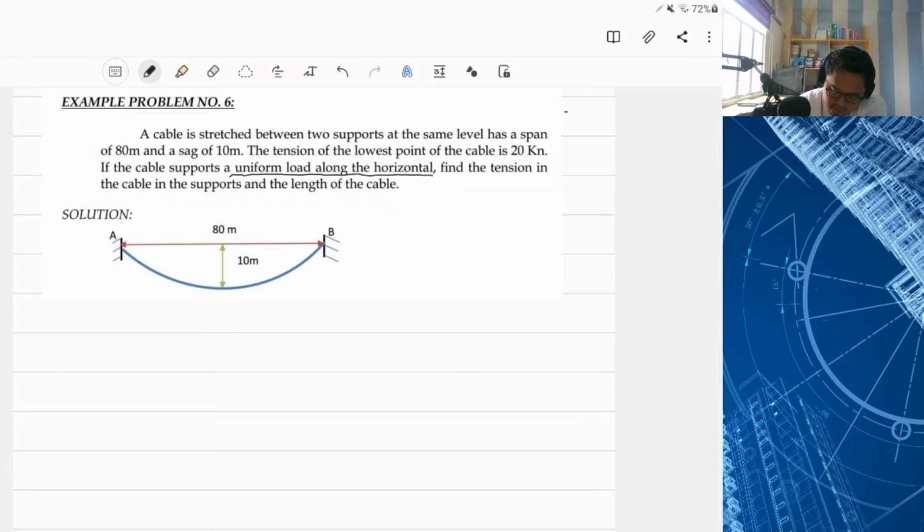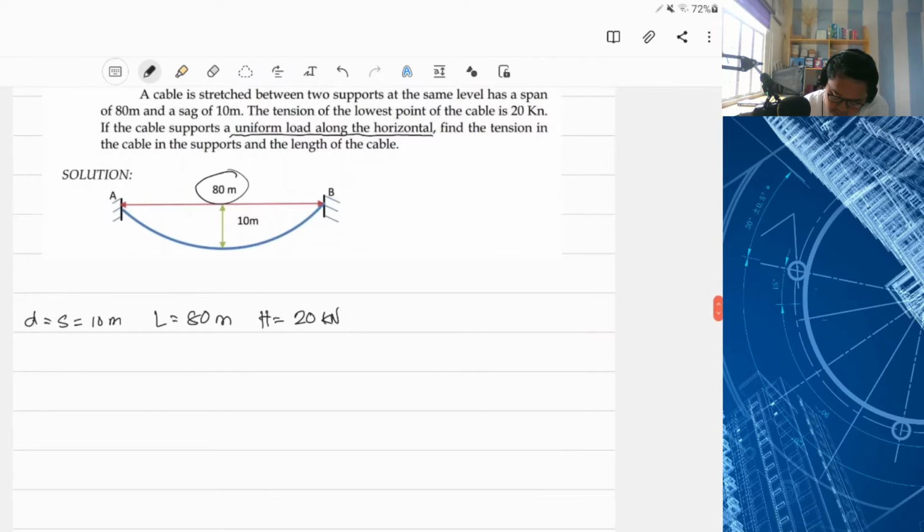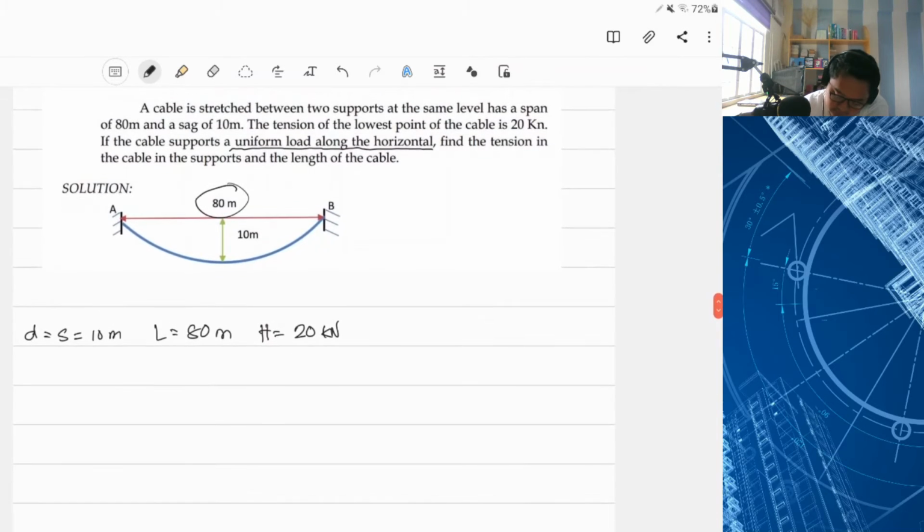Okay, so let's solve this. What are the givens? Sag equals 10 meters, also called D. What else? The span of the cable is 80 meters, so L is 80 meters. And the tension at the bottom or the lowest point of the cable, the horizontal tension H, is equal to 20 kilonewton. Okay? So that is the given.